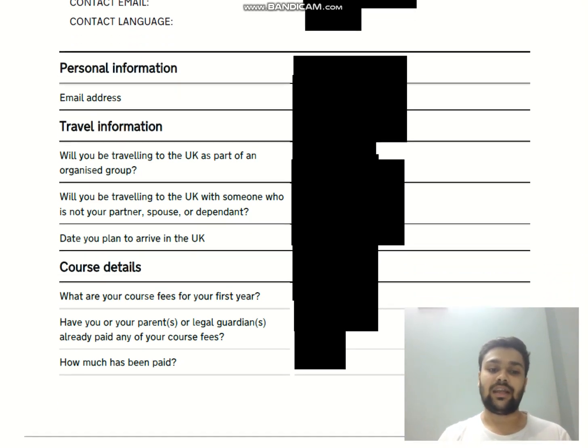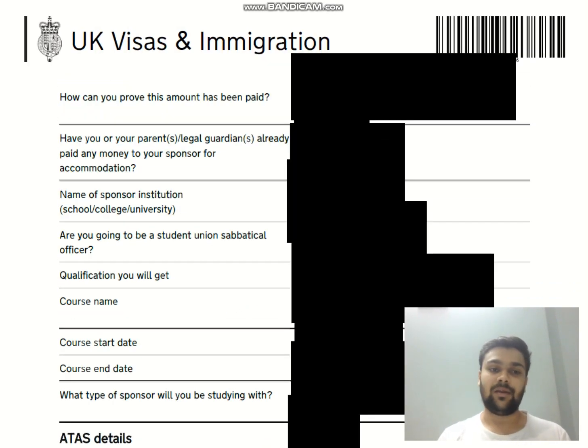Then comes your course detail. What are your course fees for your first year? Have you or your parent or legal guardian already paid any of your course fees? How much has been paid? How can you prove this amount has been paid? So it will be mentioned in a cash letter that you have paid some amount to the university. If you have booked an accommodation, how much money have you paid for the accommodation? Name of sponsored institute, the university name, qualification you will get, course name, course start date, course end date.